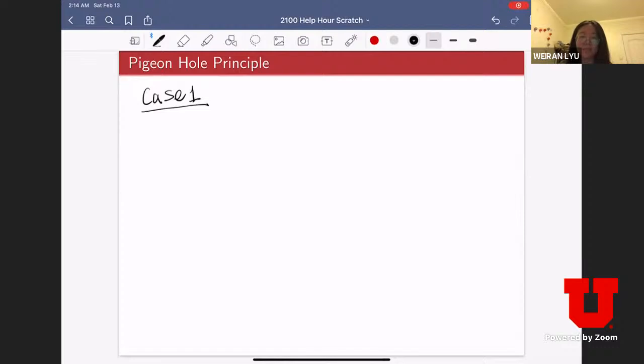So case 1 would just be if they both have the same remainder when divided by 7. So in this case, let's see, the first integer is going to be of the form 7k plus r, and the second one is also 7k plus r, since they have the same remainder.